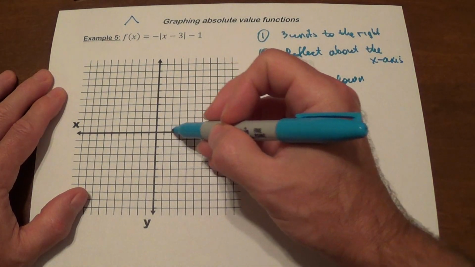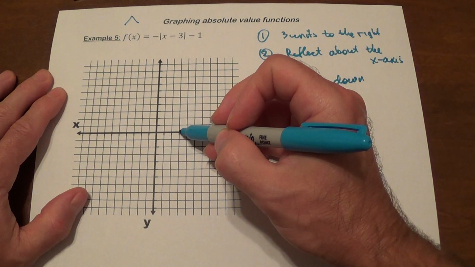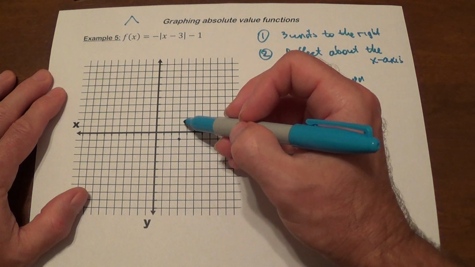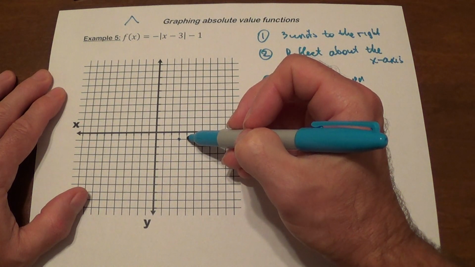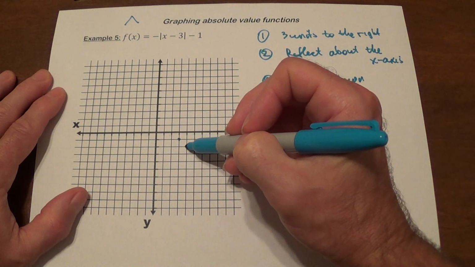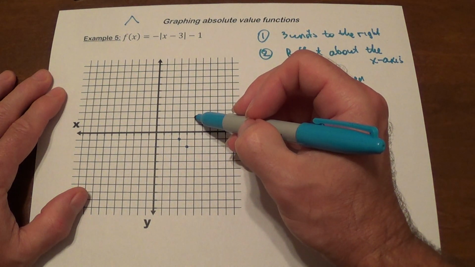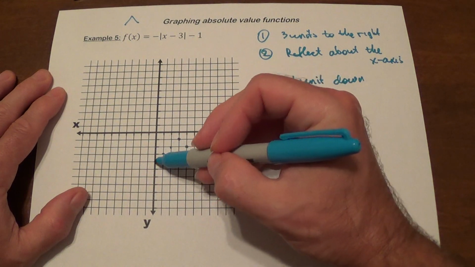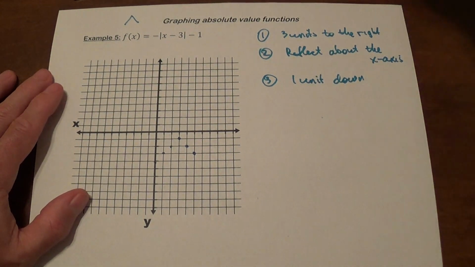So what do we have? We take 0, 0, shift it 3 units to the right, reflect about the x-axis, that's going to keep it in place, and then move it 1 unit down. It gives us this point. 1, 1, shift it 3 units, 1, 2, 3 units to the right, reflect it, and then shift it 1 unit down. 2, 2, 3 units to the right, reflect about the x-axis, 1 unit down. And then you can repeat that same process here, because once you know where the vertex is, everything else is going to be symmetric about that.